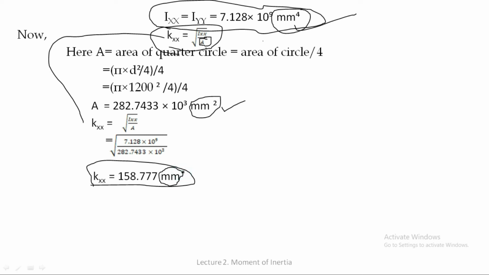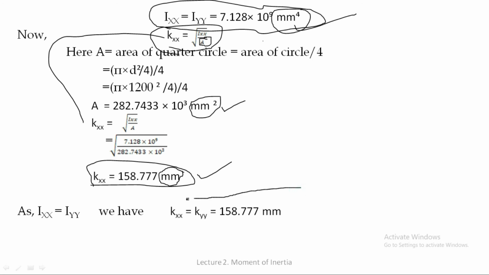Okay, so in this particular example, what we have found? We have found moment of inertia, we have found area, and again we have found the radius of gyration. Okay, but again the work is half done. Why? We have just the value of kxx, yet we have to find the value of kyy. Now remember here, for quarter circle, Ixx and Iyy are same, area is same, so kxx will be equal to kyy. So that will be equal to 158.777 mm. Okay, I think you understood this example.